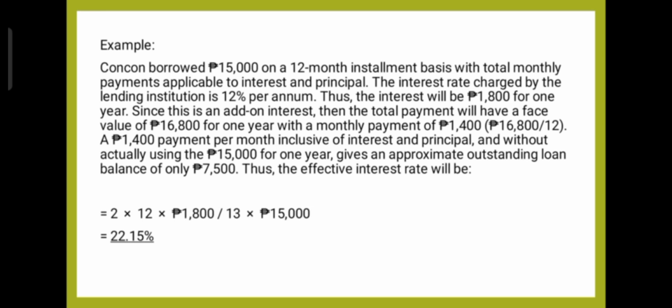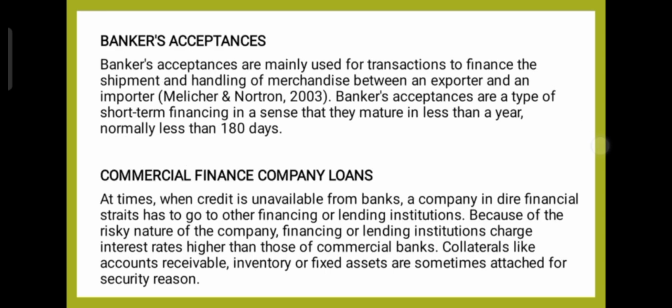So what is the cost of issuing the commercial paper? The principal, which is 5,000, multiplied by the interest expense is 15,000 pesos. And ang makakuha natin na sagot is 22.50%. So ito yung answer.